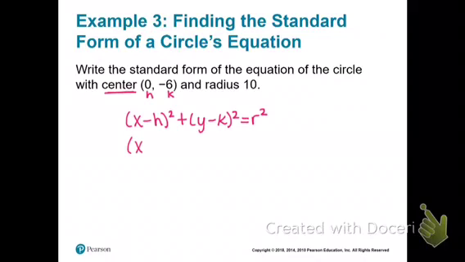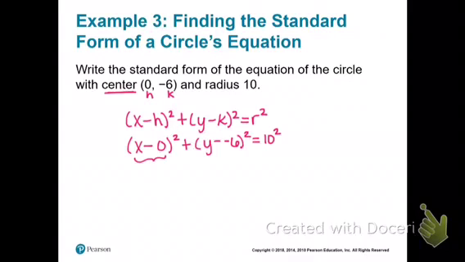So we have (x - 0)² + (y - (-6))² = 10². And then just simplify it.